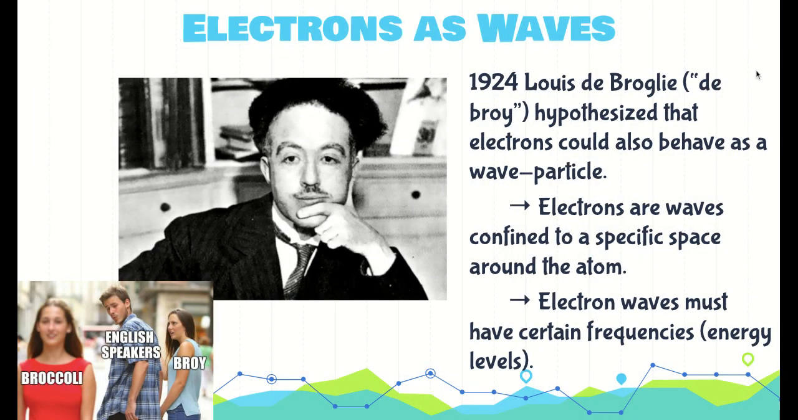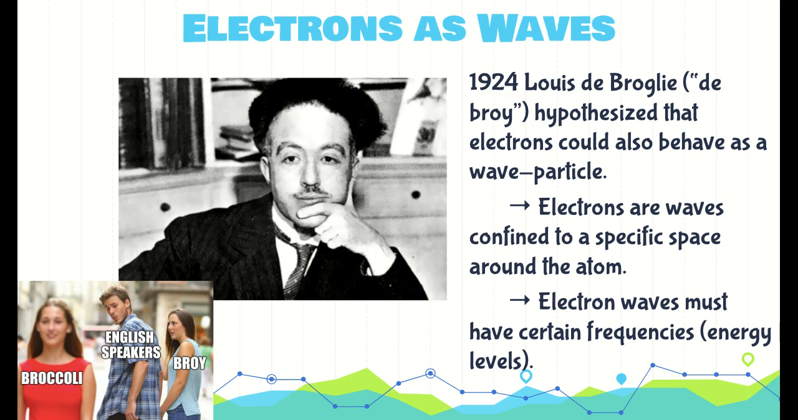About 20 years later, this researcher came by. We pronounce his name De Broglie. It looks like Broglie, but it's not. De Broglie came by in 1924 and hypothesized that electrons could also behave as a wave particle, which, if you remember, Einstein had said that photons of light behave as both a particle and a wave.